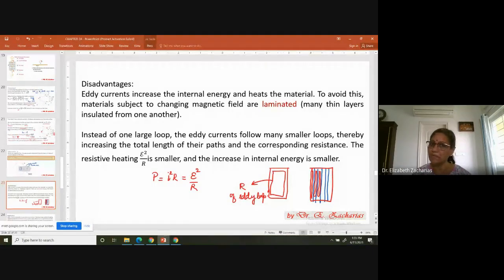Because many loops are formed, the EMF is going to be the same, but R increases tremendously, because the length of the current loop effectively increases by many times. Instead of one single loop, there are many tiny, long loops. Because R increases, EMF squared by R becomes smaller. Therefore, the resistive heating, one of the negative effects of eddy currents, can be avoided by this lamination. Is this understood?